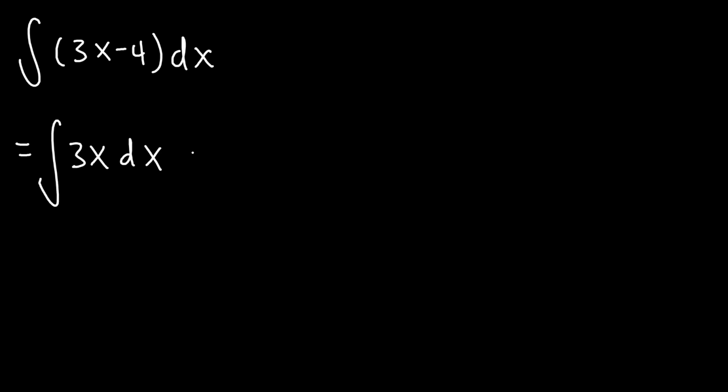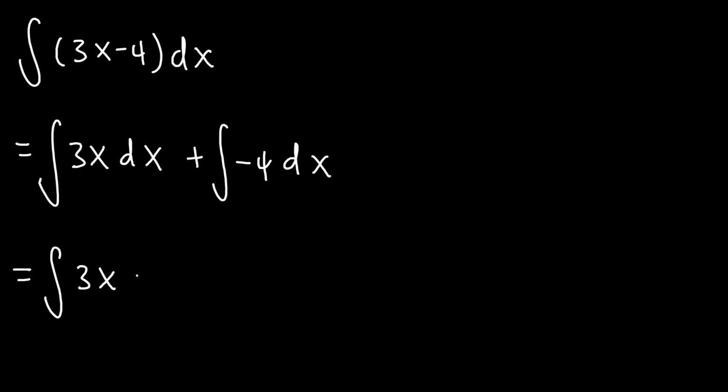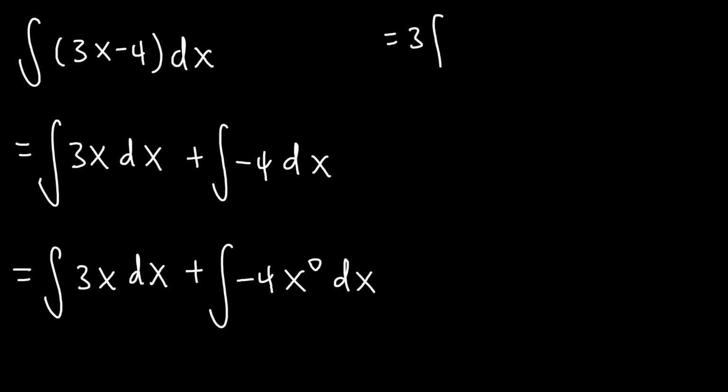Now let's say we had the integral of 3x minus 4 dx. Now one thing you have to learn, if you want, you can split this. So this is the same as the integral of 3x times dx, and then plus the integral of negative 4 dx. And so this will be the integral of 3x dx plus, now negative 4 can be written as negative 4 times x to the power of 0, and then dx. And at this point we can take out the constants, and so we shall have 3 times the integral of x to the power of 1 dx.